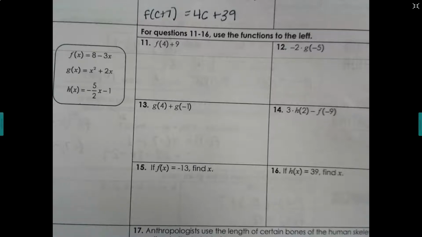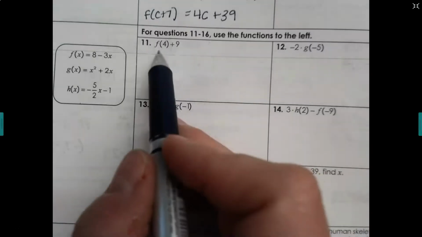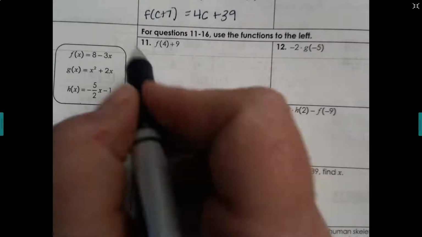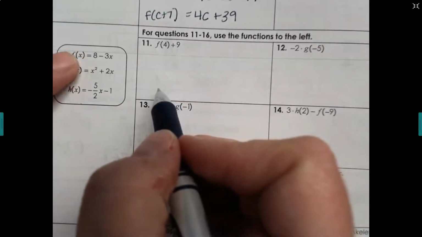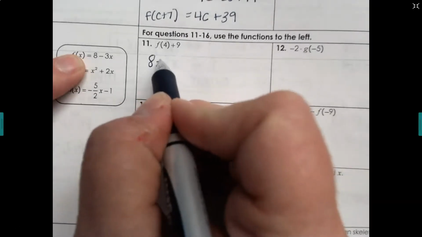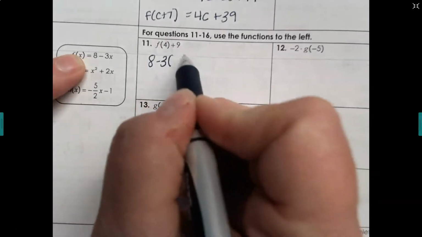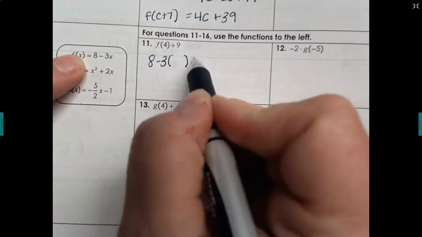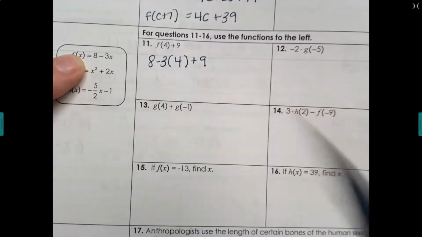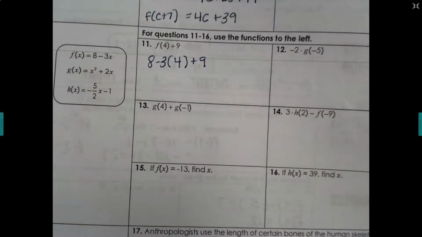So let's look at number 11. It wants you to take f of 4, that means plug 4 into the f, and then add 9 to it. So we have to use the f function, which is 8 minus 3x, and then plus 9, and they said plug in 4. So I'm going to plug in the 4.